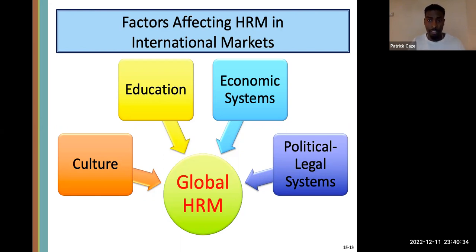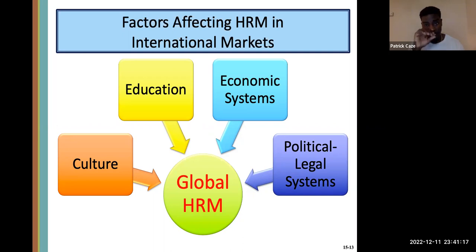Some factors that affect HRM in international markets, of course, culture. That is always a consideration and something that has a huge impact on HR, especially in international settings. Education, right? Education levels are different everywhere, and so the requirements, the rigor, it varies from country to country, and this is why a lot of people come to the United States to go to school here, because the schools are a very high standard. They go to England, France, these other places, right, to get their learning from a higher institution. Okay, so education is a big deal.